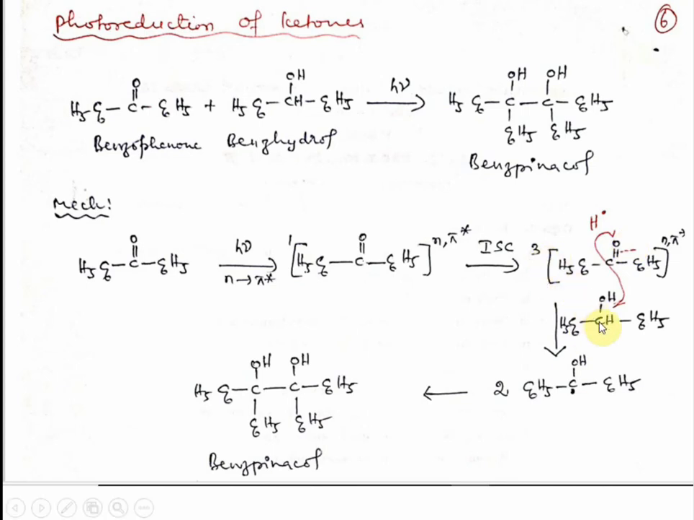There comes another substrate, that is hydrogen donor, that is benzhydrol. It donates hydrogen to this O. Then there will be a formation of the product called benzpinacol. Two radicals will be formed. They add to each other and form a product called benzpinacol.